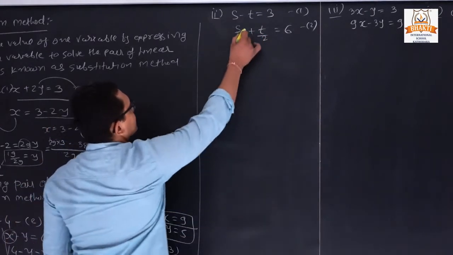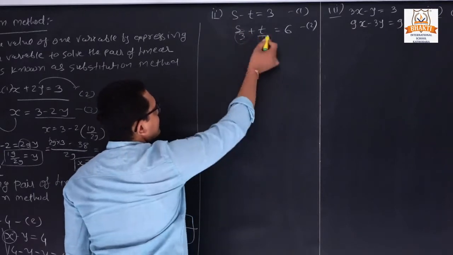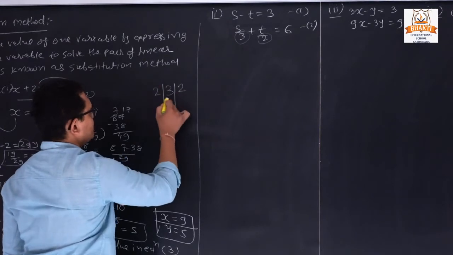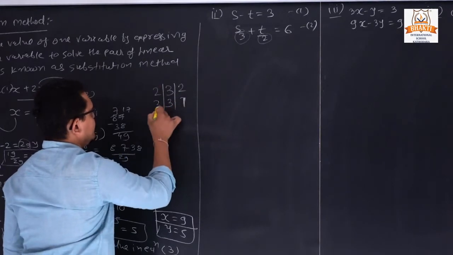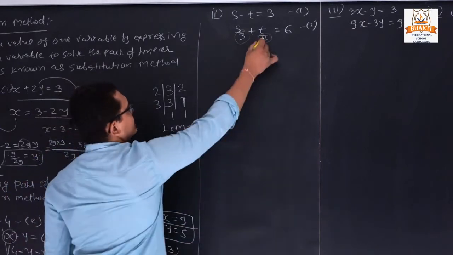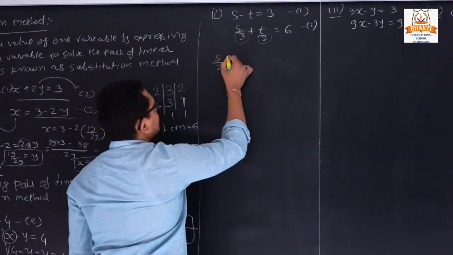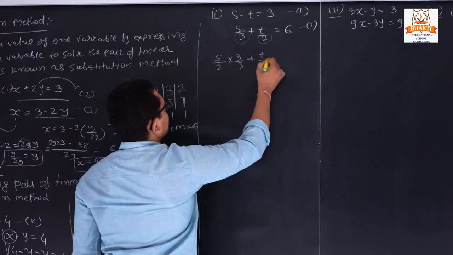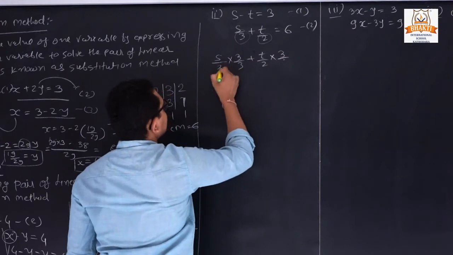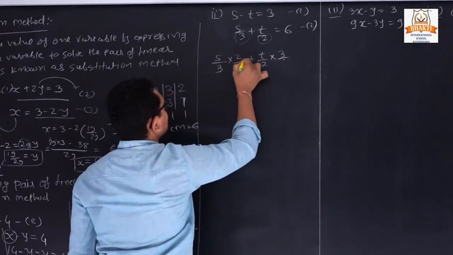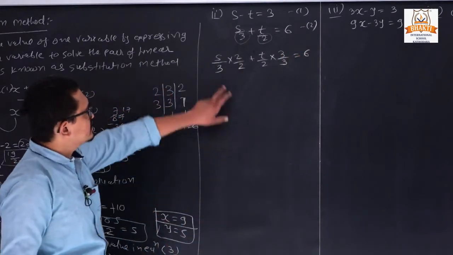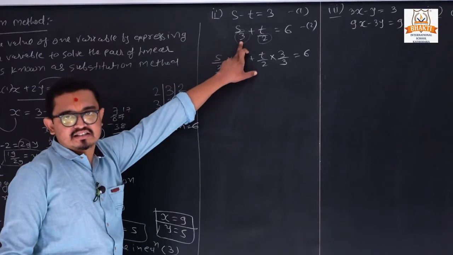So first of all 3 and 2. So what is the LCM of 3 and 2? It is 6, because 2 1s are 2 and 3 1s are 3. So what is our LCM? It is 6. So this is multiplied. So s by 3 into 2 and t upon 2 into 3. Sorry, here we have a 3, so we are multiplying and dividing with 2, and here we are multiplying and dividing with 3, because here in the denominator we want 6.